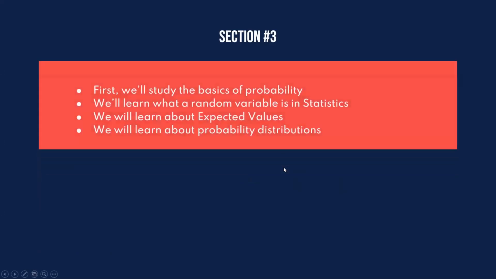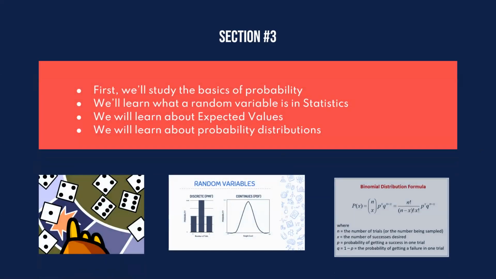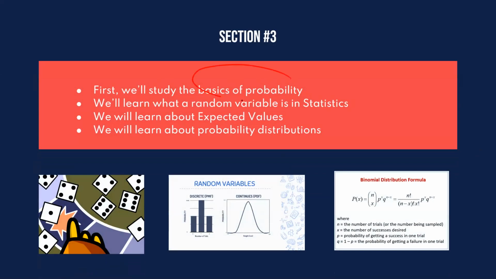So our third section is going to be the basics of probability. We're going to start easy. We're going to talk a lot about things like coin flips and die rolls. The reason we start with these concepts is they're easy to understand, and they're also a good way to set up the harder concepts.